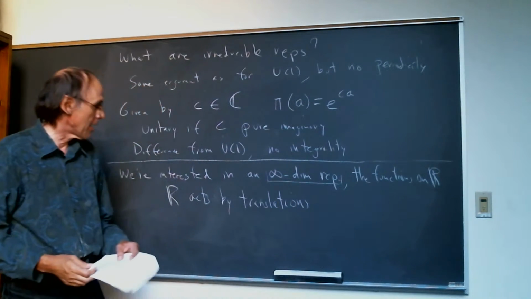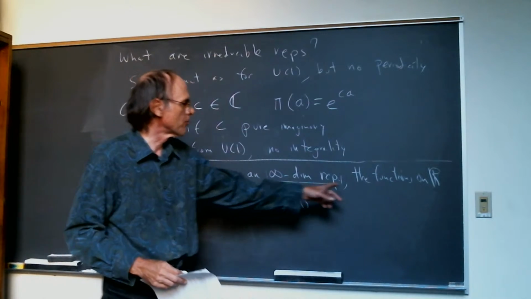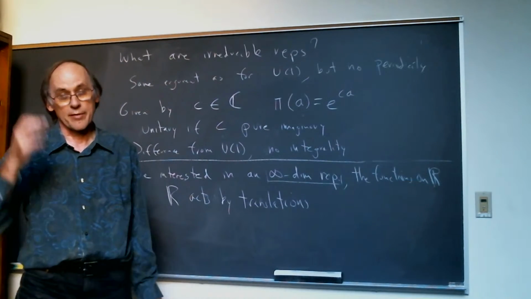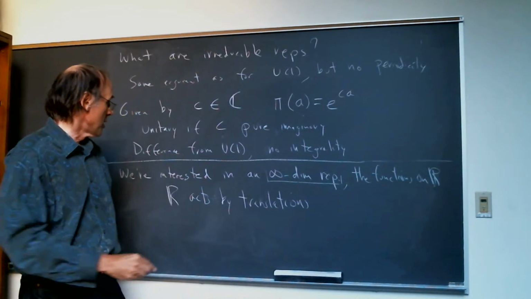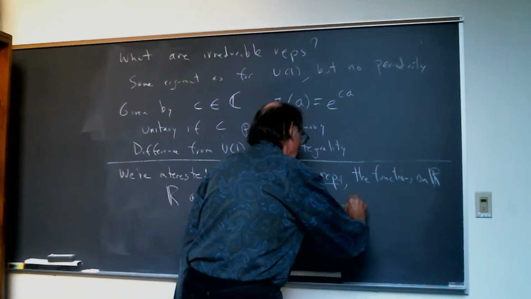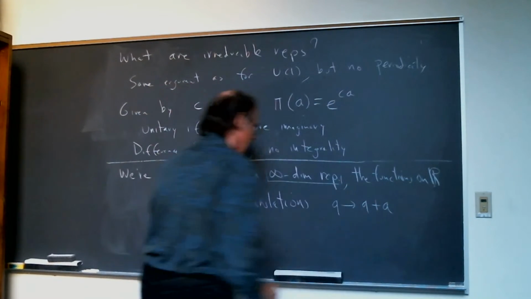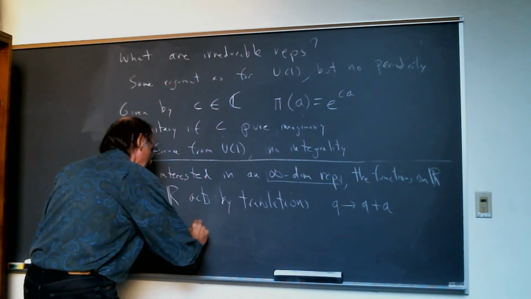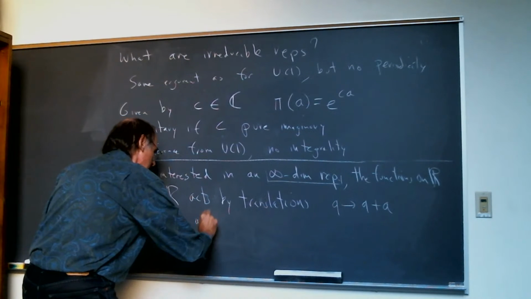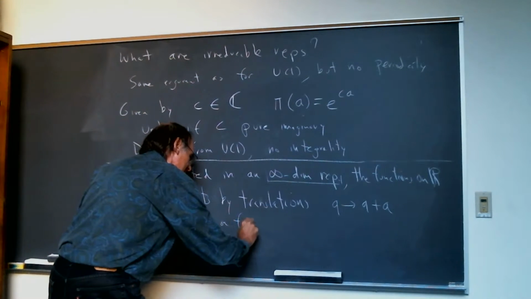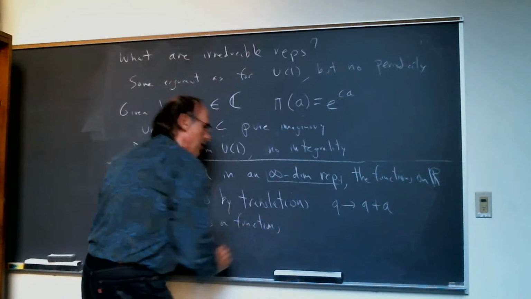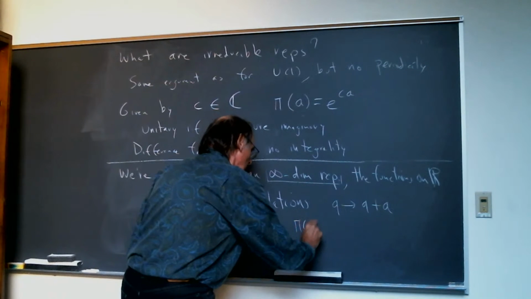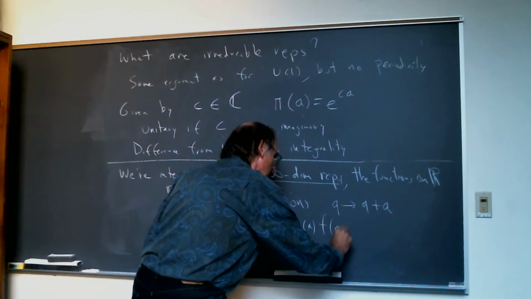And now I'll change to the variable I'll use to describe the real number line here, which is q. It's the standard physics thing for a position. So q goes to q plus a. It's a translation. And then it acts on functions. And the way I've set this up is that pi of a acting on f of q.